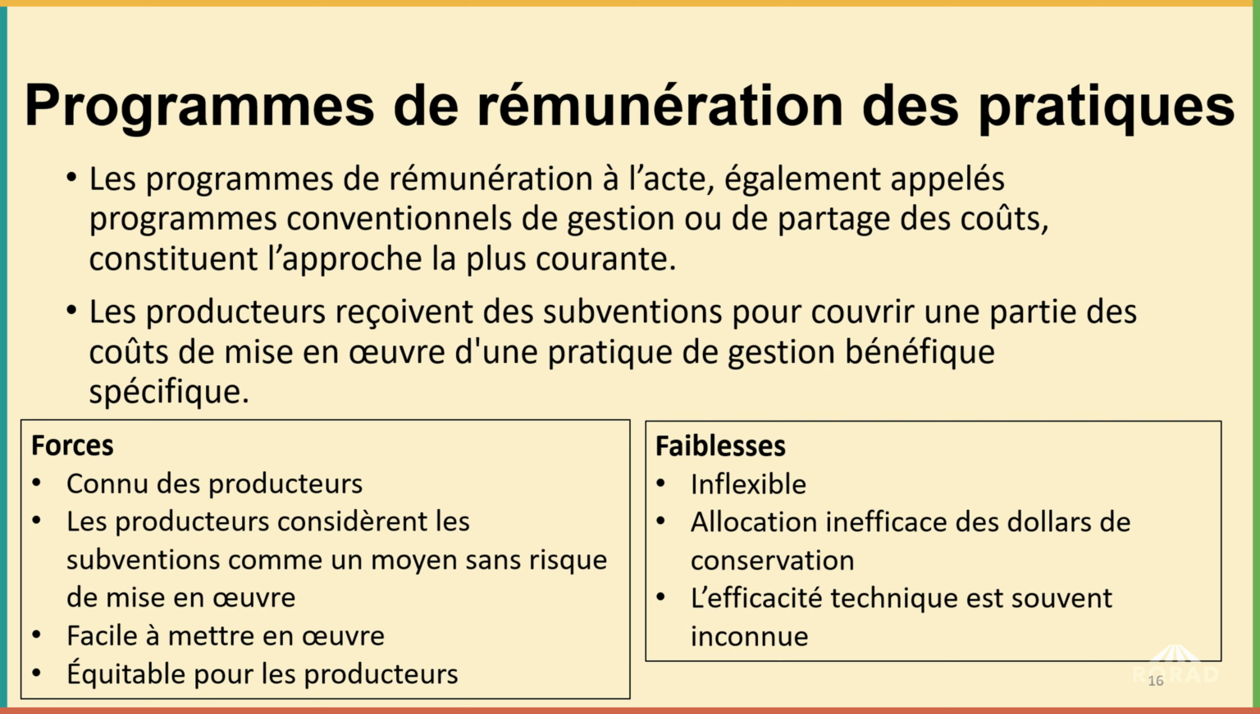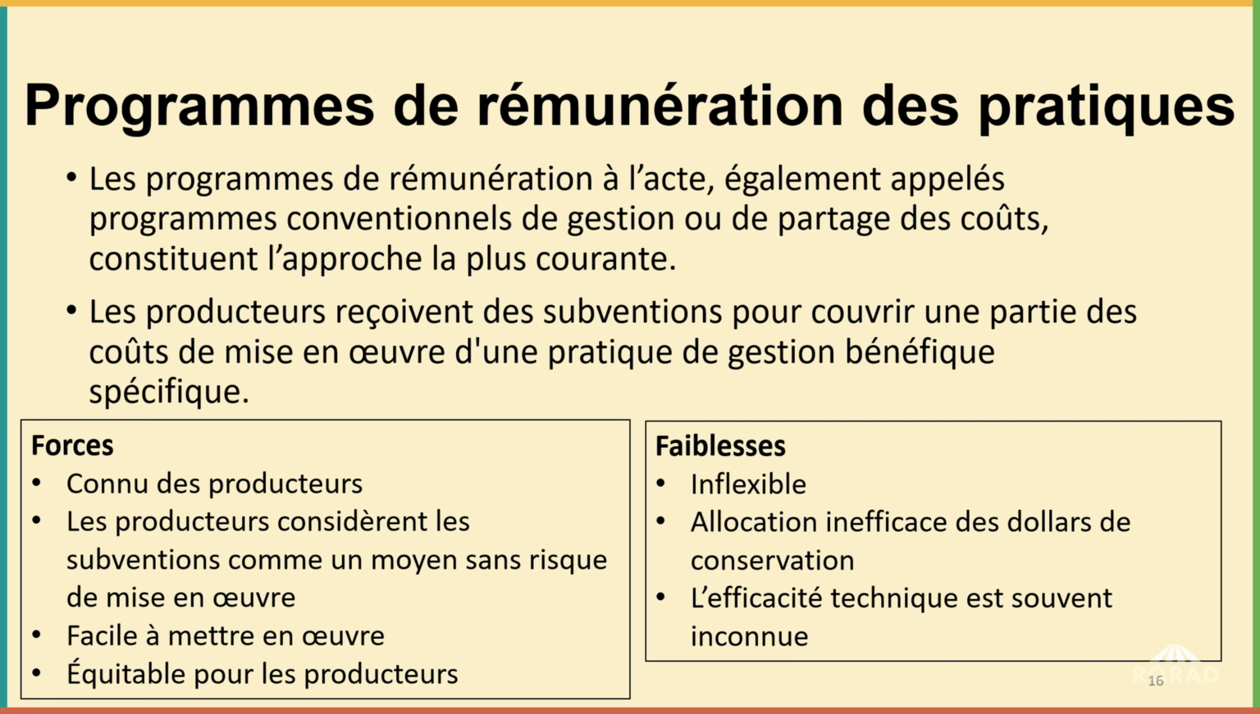So when you think about this idea of a pay for practice, that's probably the most common approach to helping farmers. It's basically a cost-sharing program. And again, what happens here is producers are given grants to cover a portion of the cost to implement the specific practice. The strength of this is that, one, it's familiar to producers. Producers tend to see this as a risk-free way to implement the beneficial management practice. They're easy to implement and equitable for producers.